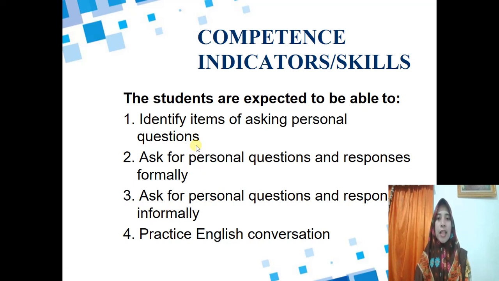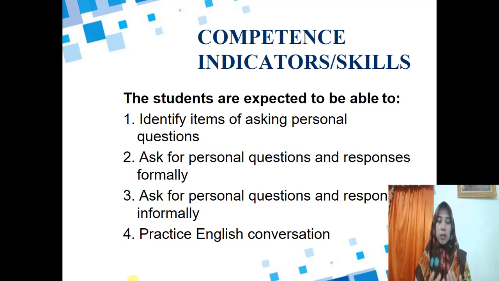Second, goals of learning as competence indicators and skills. The students are expected to be able to ask for personal questions and responses formally. Third, the students are expected to be able to ask for personal questions and responses informally. And the fourth, the students are expected to be able to practice English conversation or communicative activities.